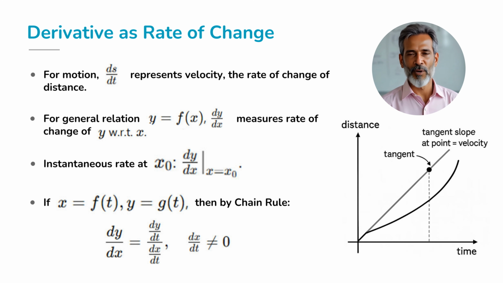Sometimes both x and y depend on time. For example, radius of a balloon and its volume both grow with time. In that case, by the chain rule, dy by dx equals dy by dt divided by dx by dt, provided dx by dt is not equal to 0. So when you see ripples expanding in water after dropping a pebble, that's derivatives in action.